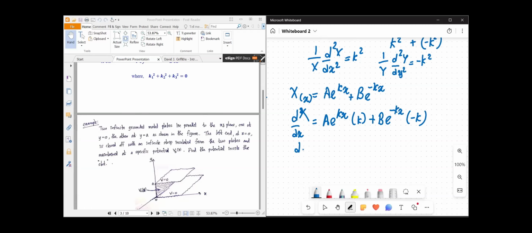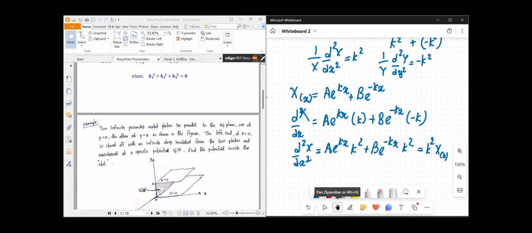Then again, I'm going to differentiate this. d squared X over dx squared is equal to a e to the power kx, and again here k, so with this k we have k squared, plus b e to the power minus kx, and here I'm going to get another minus k, so we have k squared. So we have k squared times X of x. So this function here is a solution for this given ordinary differential equation.